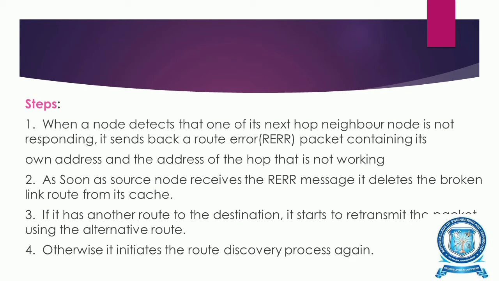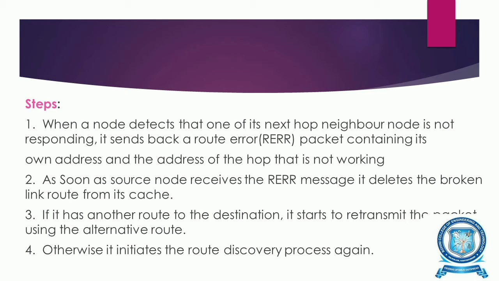Then let's see the steps involved. When a node detects that one of its next hop neighbor nodes is not responding, it sends back a route error message, called an RERR packet, which contains its own address and the address of the depleted node, that is, the address of the hop that is not working. As soon as a source node receives the RERR message, it deletes the broken link route from its cache. We already said that we have a cache memory; it deletes from that.